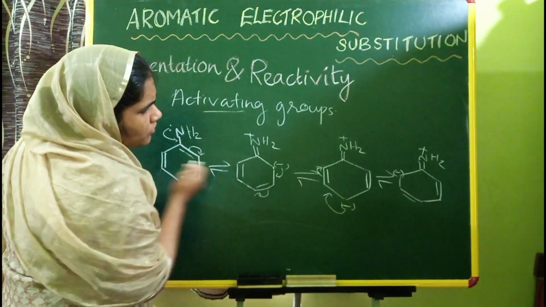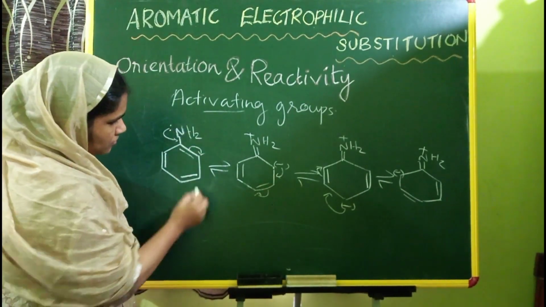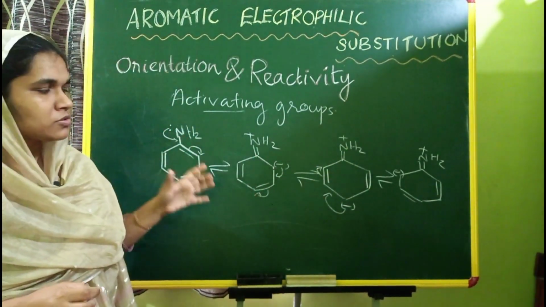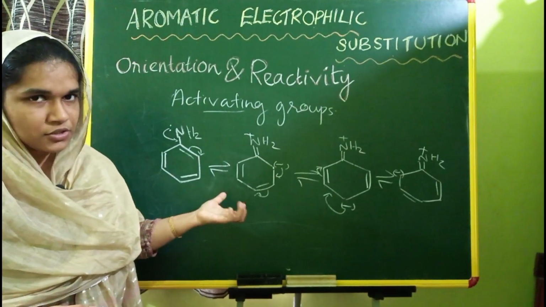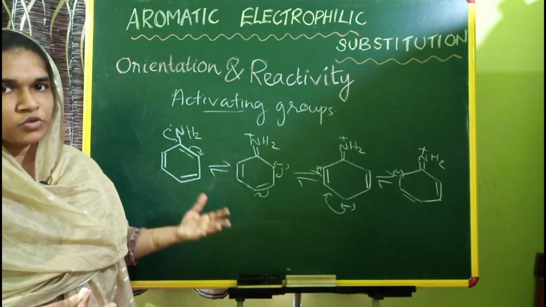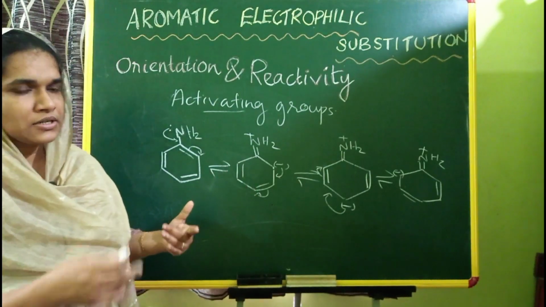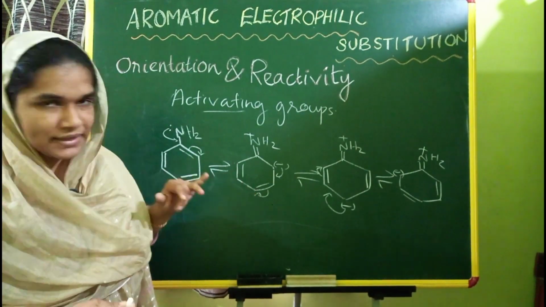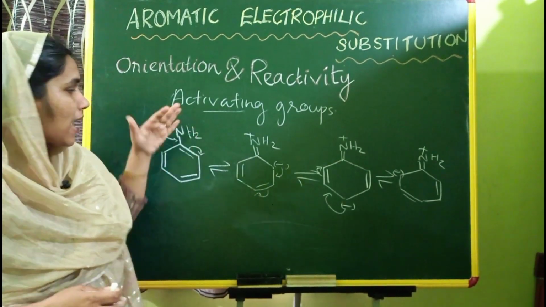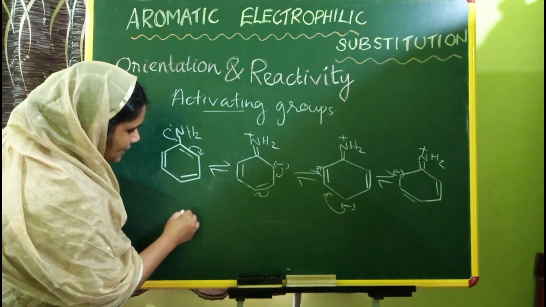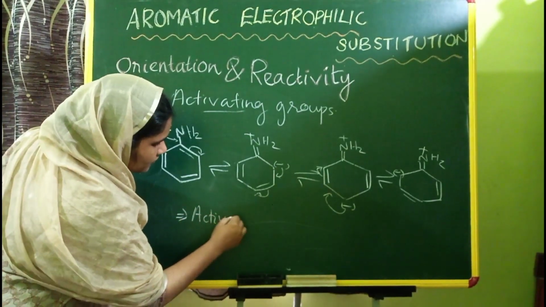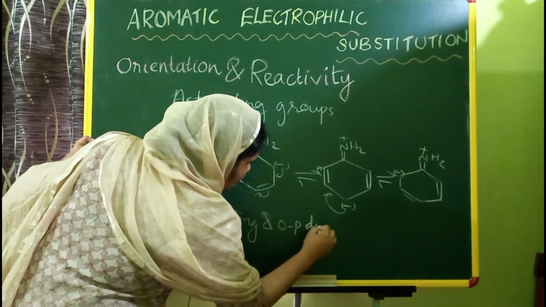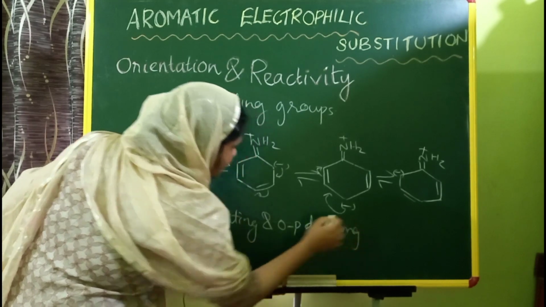Activating group. So if you look at the position of the negative charge, suppose nitrating or brominating or any other electrophile is coming, the greater possibility will be at the ortho and para positions. So it is activating and ortho-para directing. Why ortho-para directing?